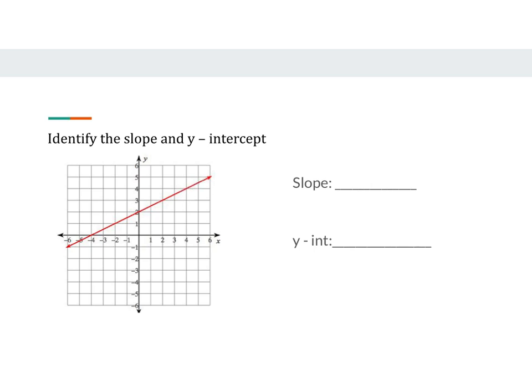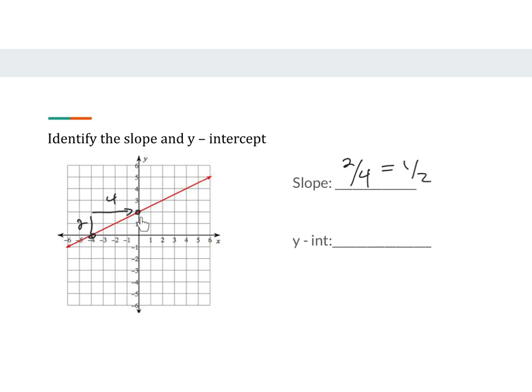To identify our slope, we're going to find 2 points that are on our actual line, and we're going to count the rise over run. So I would go up 2 and to the right 4. So my slope would then be 2 over 4 for my rise over run, which we can simplify to be 1/2.